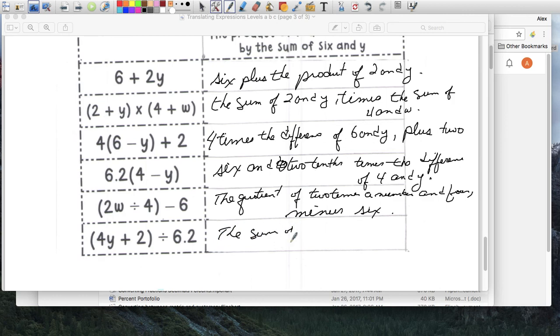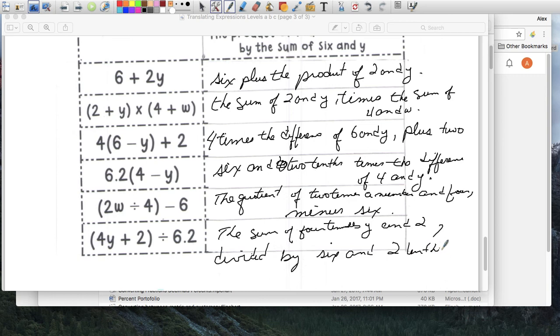The sum of 4 times y and 2, comma, divided by 6 and 2/10. All right, sorry about my handwriting. Okay, but if you hear my voice, you can definitely figure it out. Okay, so that was the one that had 3 levels.